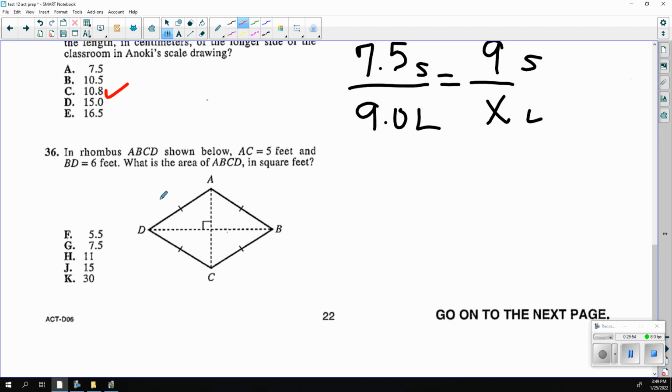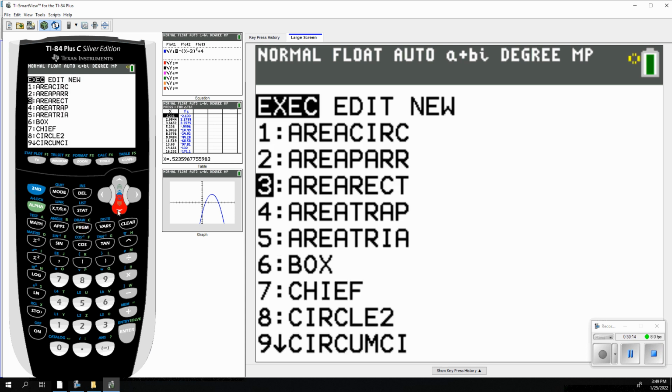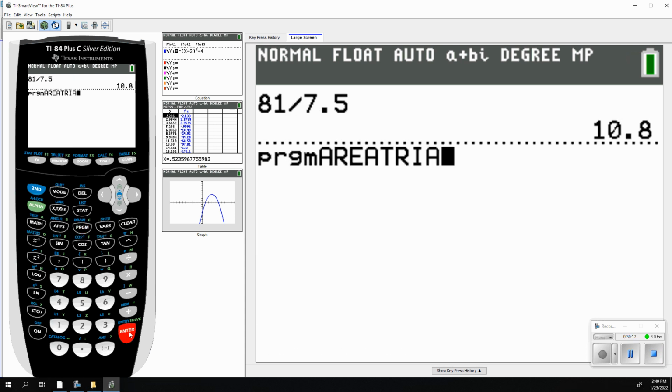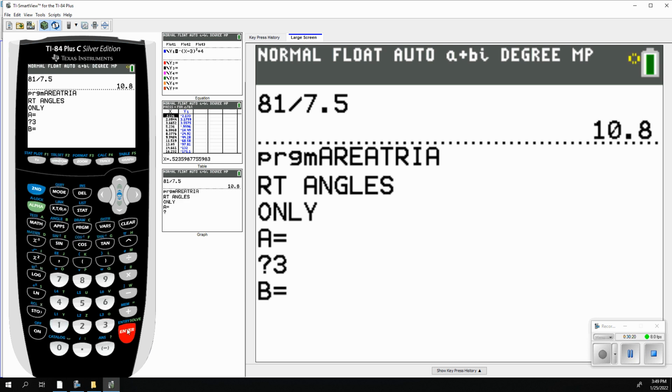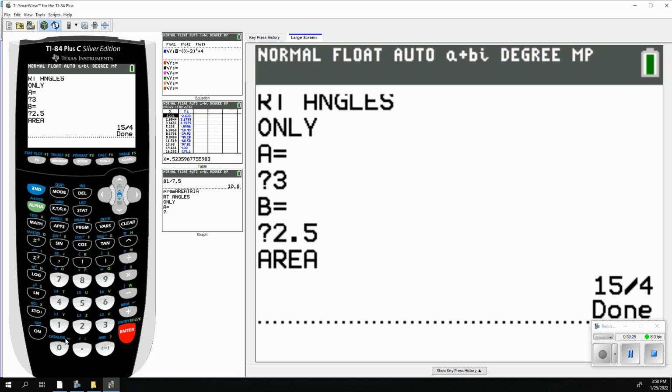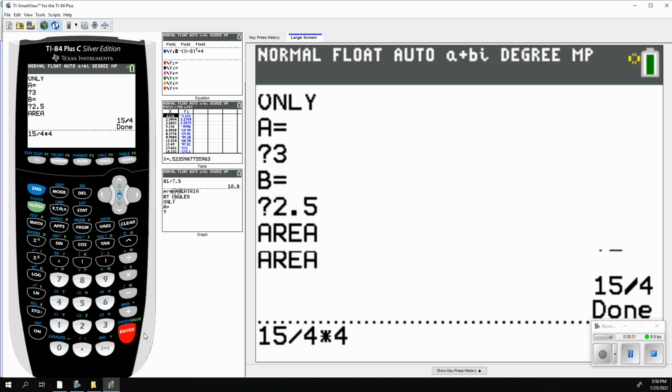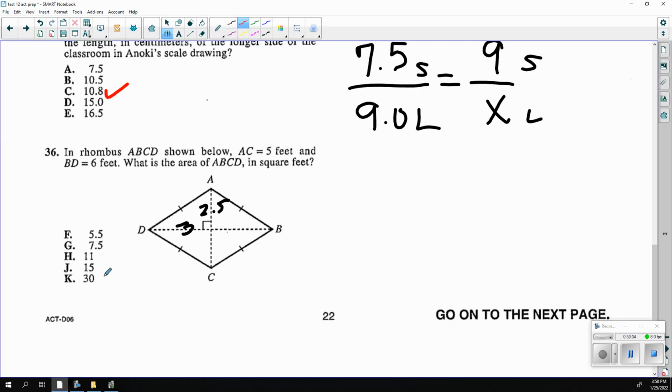For the area of this, I cut it into triangles. AC is 5 and BD is 6. They bisect each other, so it would be 3 and 2.5 for the altitude and base. I then run area of triangle. What were those numbers? 3 and 2.5. I get an area of 15 over 4. And don't I have 4 of those triangles? So it's 15.